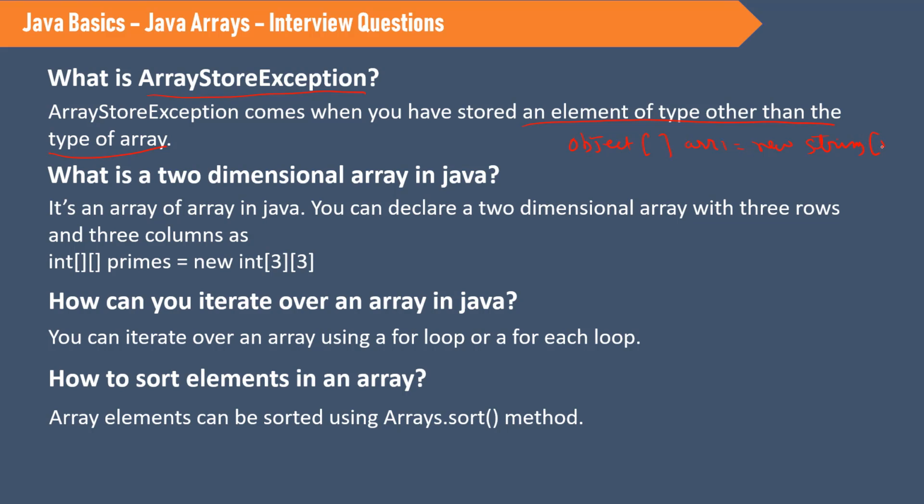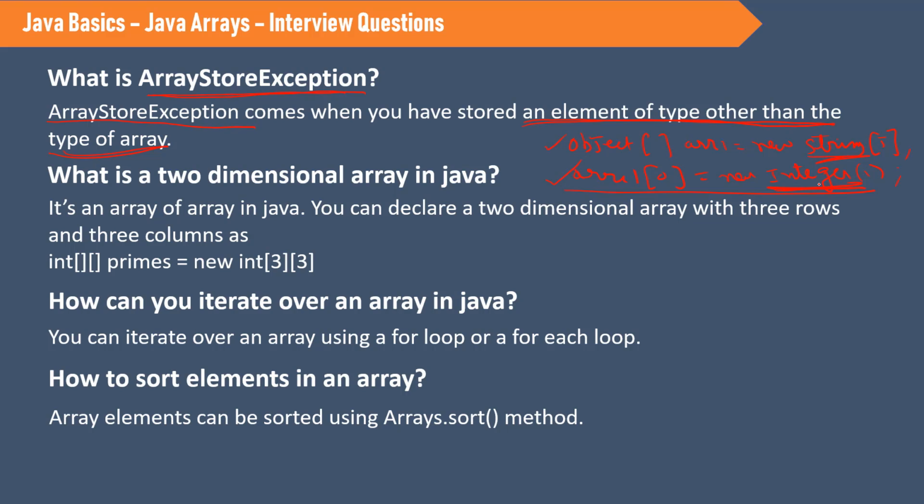So new String of 5. But if I try to store, let's say arr1 of 0 equals, an integer object into this one, new Integer of 1, then it will throw array store exception. Array store exception comes when you have stored an element of type other than the type of the array. Here the type of the array is an object array of type string, but we are trying to store an element of integer object. That's when we get this exception.